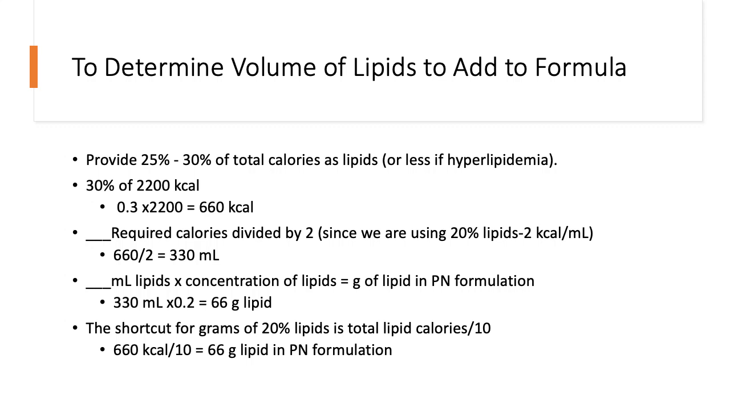Then you're going to take that mLs of lipids times the concentration of lipids to give us the number of grams of lipid in the PN formulation. So 330 mLs times 0.2 equals 66 grams of lipid. The shortcut for grams of 20% lipids is total lipid calories divided by 10. So if you have 660 calories and you divide by 10, that gives you 66 grams of 20% lipid in a PN formulation. And then don't forget to factor in propofol calories. In this particular example, our patient is not critically ill and they're not requiring sedation.